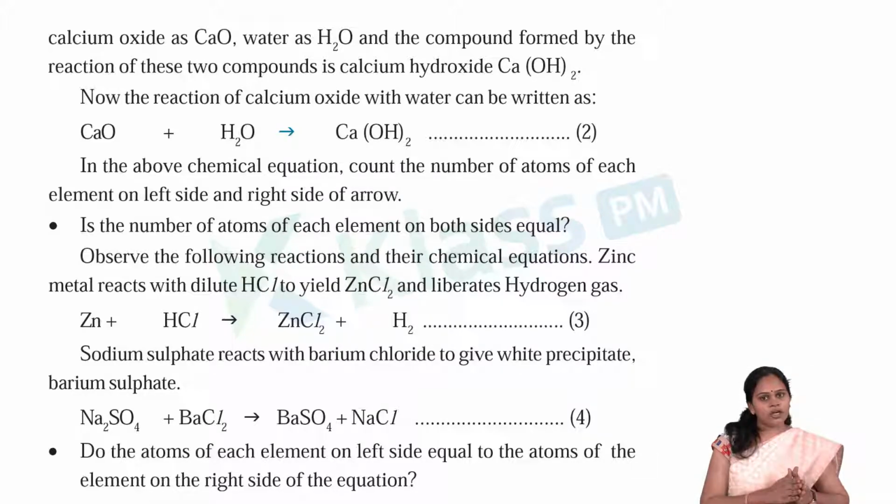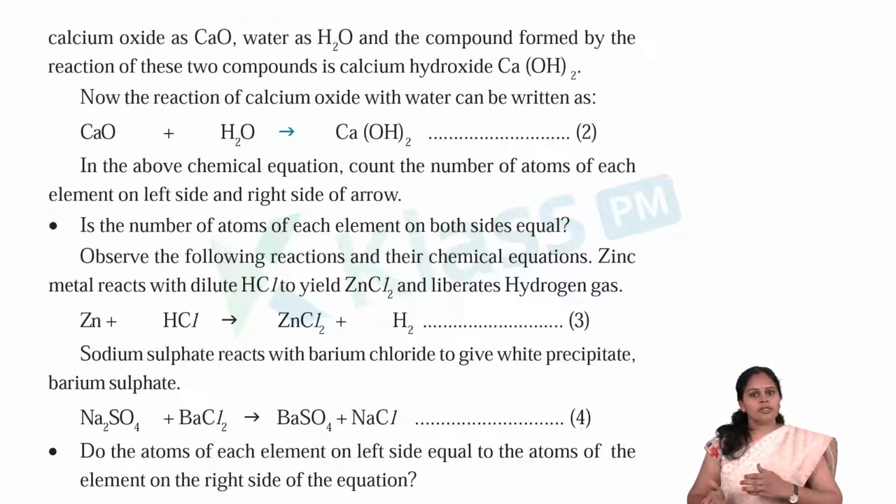On the left side, how many atoms are there? The right side also has the same number of atoms available. So we can say that this is a balanced equation. So we need not do anything with this reaction. Let us observe this reaction.